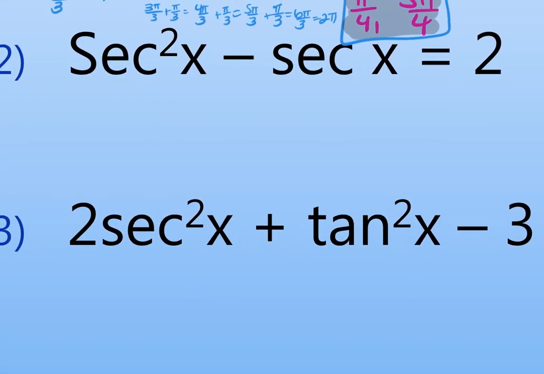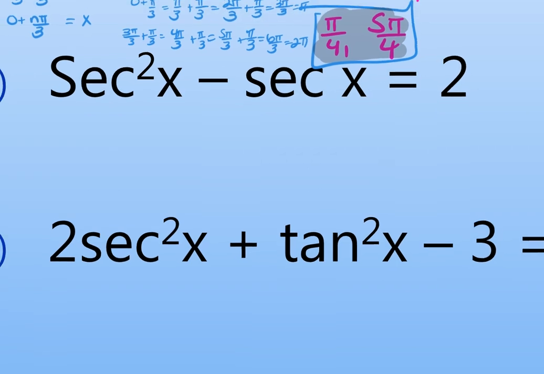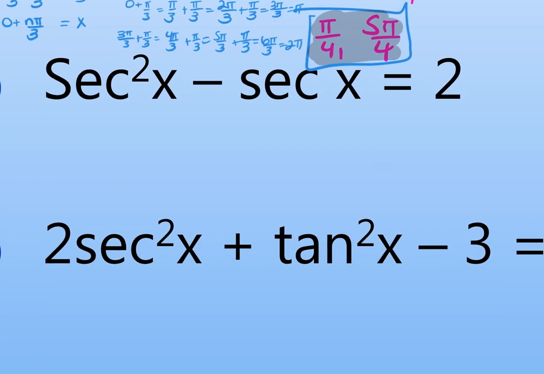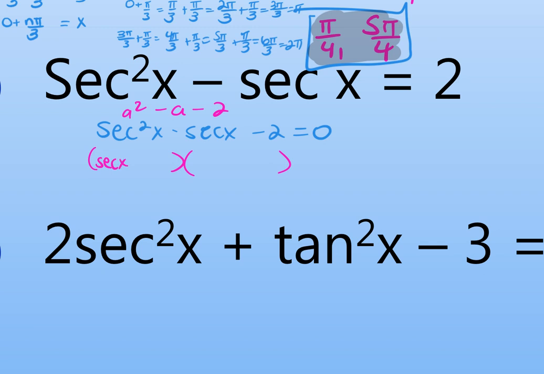All right, 2 has a secant squared and a secant, so I'm going to get everything to one side. I'm going to do secant squared x minus secant x minus 2 equals 0. And then I'm going to factor. You can plug in your a. This would be a squared minus a minus 2, or you could factor as is. Instead of it just being x, it would be secant x. And you're looking for the factors of negative 2 that sum to negative 1. So then this would be minus 2 and positive 1, and then you're going to split and solve.